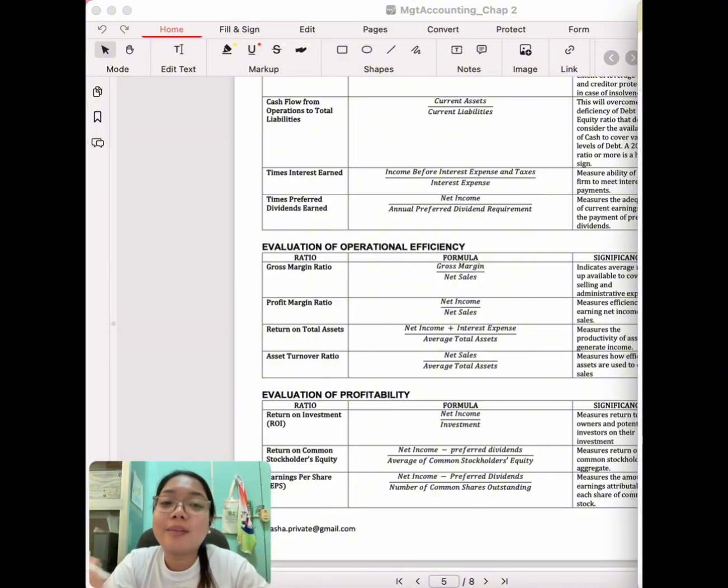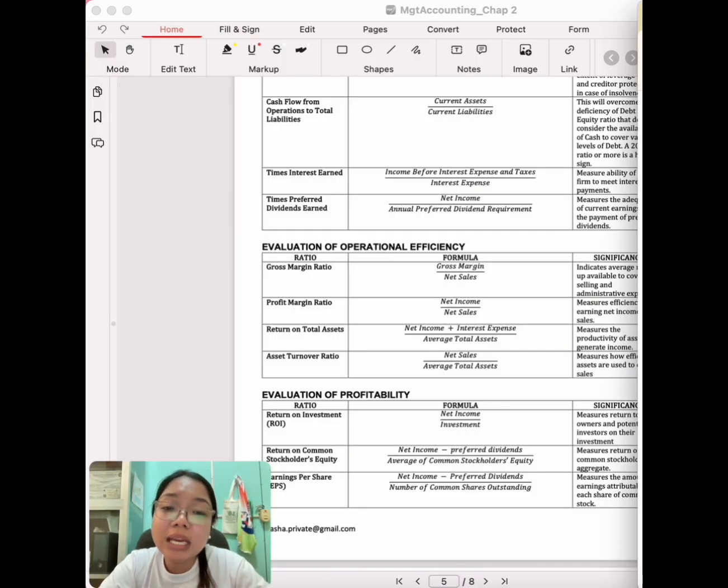Next, we have asset turnover ratio. Ang formula natin dyan is net sales divided by average total assets. So, asset turnover ratio, it measures how efficiently assets are used to create sales. So, for example, yung asset turnover natin is 2. That means that the company generates approximately 2 pesos of sales for every 1 peso invested in average total assets. So, again, this is about efficiency.